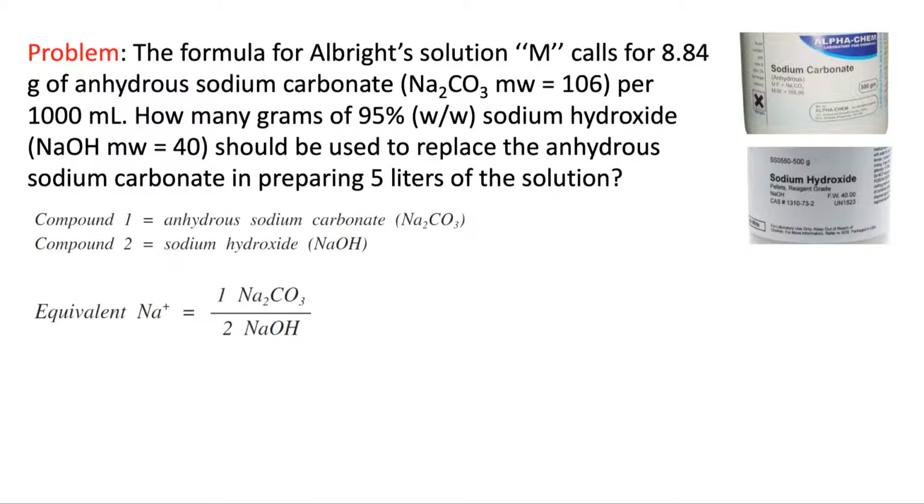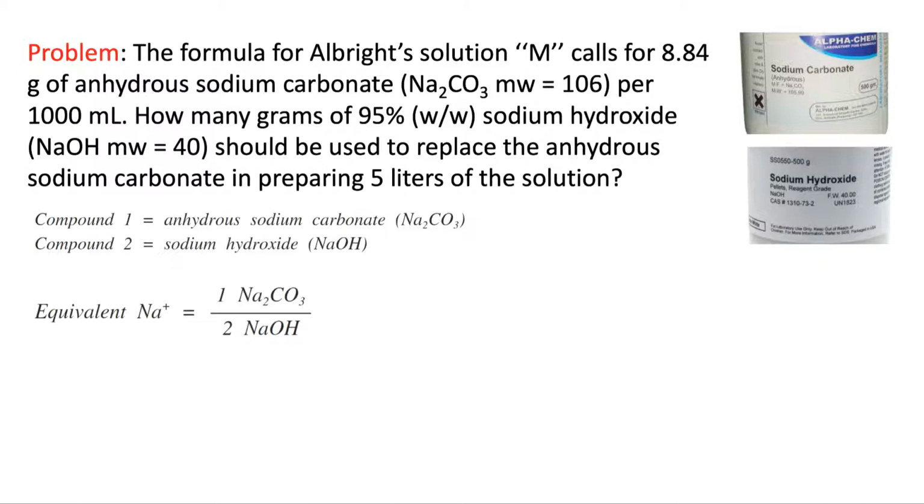Okay? In both cases, to provide 2 sodiums, we need 1 sodium carbonate molecule, but we need 2 sodium hydroxide molecules. That's an important different factor here, since the one chemical is replacing the other. In order to replace the sodium, we must account for that. And you'll see where we do that here in a minute. Okay? So, where do we keep going from this?